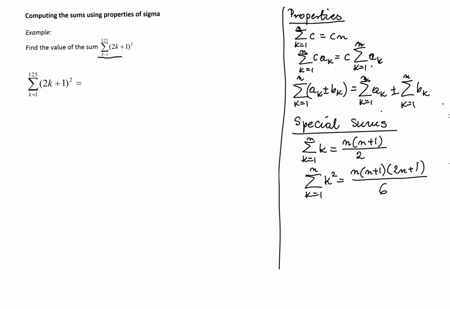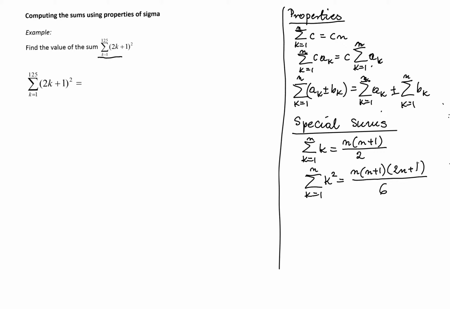If we look at this form of that sigma, you can see that we are adding terms that are the squares of the expression 2k plus 1. If you look at the properties or formulas, you notice that there is no property that will allow us to deal with the product of sequences. And here we have 2k plus 1 times 2k plus 1.